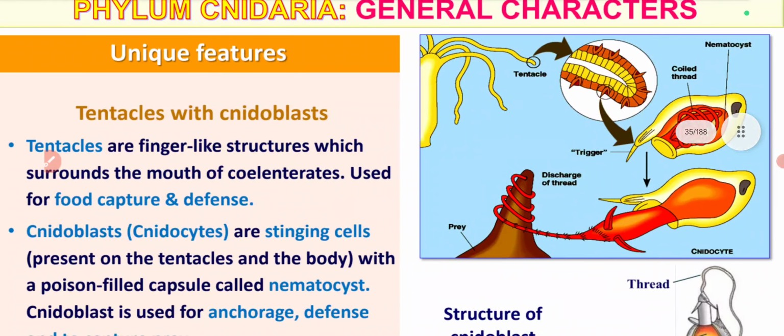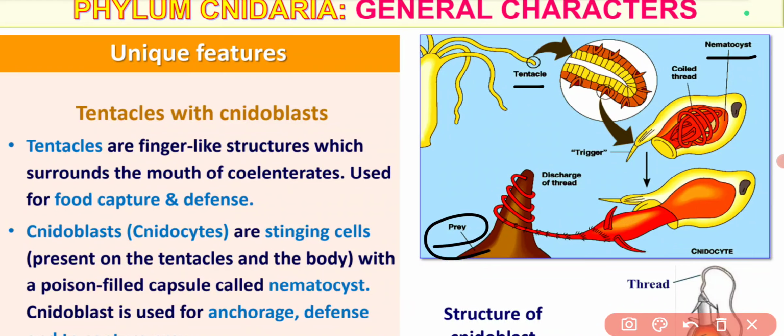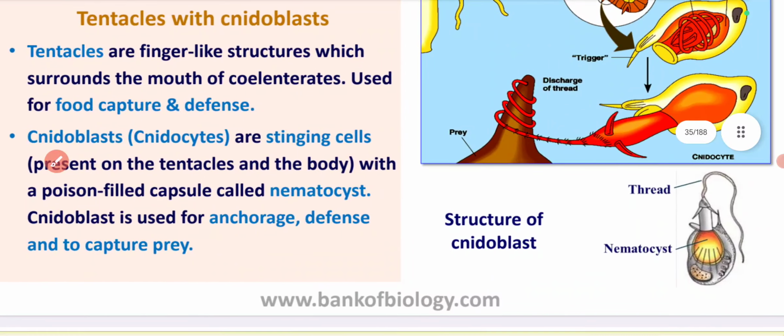As you can see in the diagram, here the tentacles are present, and here the nematocyst. When they find a prey, the thread comes out, is discharged, and they capture the prey. It also helps in the anchorage and defense system.